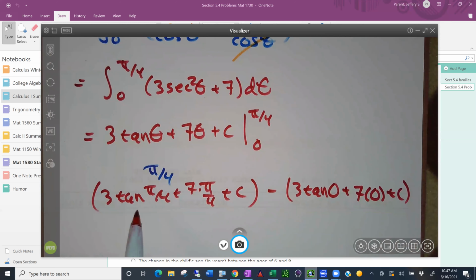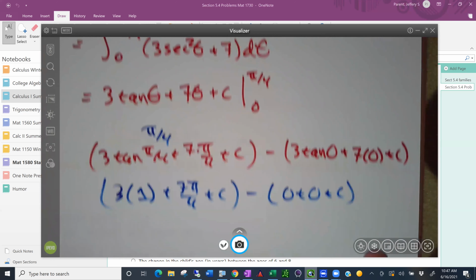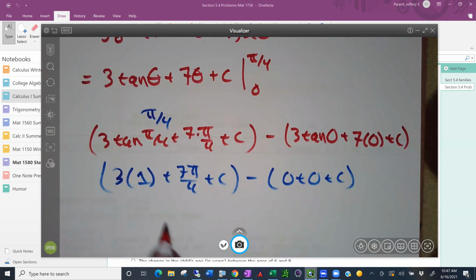This part simplifies a little bit. So remember the tangent at a pi over 4 angle, or 45 degrees. Is it 1? It is indeed 1. And that's going to be 0 plus 0 plus c. Three plus 7 pi over 4.